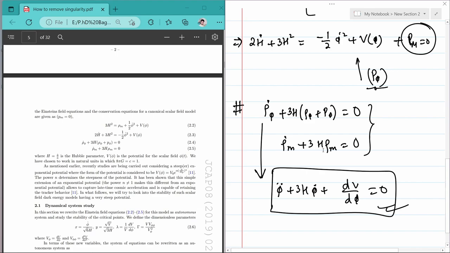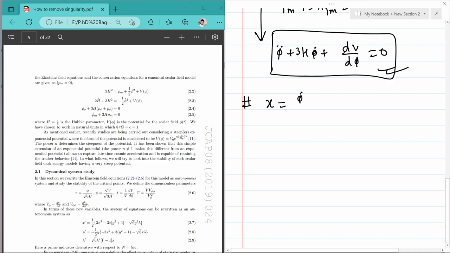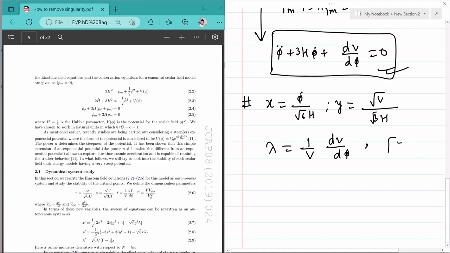Okay, now we want to understand the more interesting thing about the dynamics. Whenever we study the dynamics, we first have to define a few dimensionless variables. In quintessence, people usually define the dimensionless parameters like this: x is equal to phi dot over square root of 6h, y is equal to square root of V over square root of 3h, and lambda is the derivative of the potential, dV over d phi, and similarly gamma is V V double phi over V phi square. So this is the second derivative of the potential, and this is the first derivative.